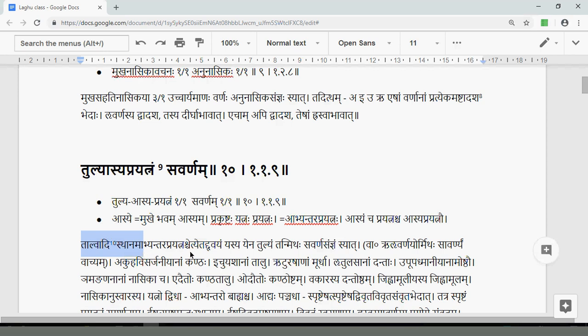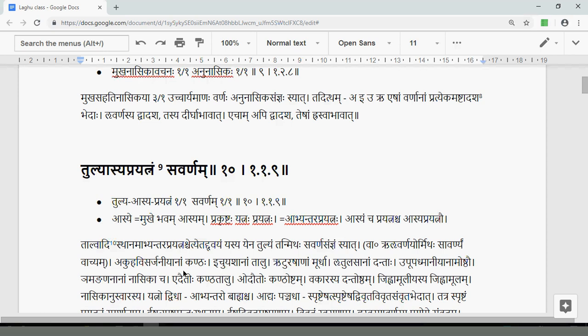What is Prayatna? Abhyantara Prayatnascha, the effort made inside. And this will be described. What is the effort made inside? All this is going to come in this sutra. Talvadi sthanam abhyantara prayatnascha iti etad dvayam. Iti etad dvayam, these two, the duet of asyam and prayatna is common.